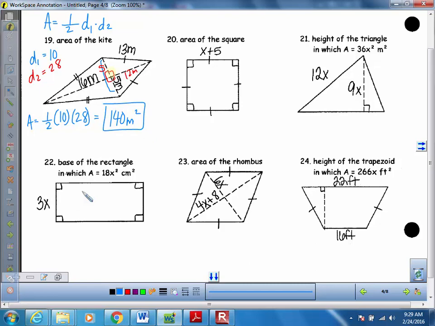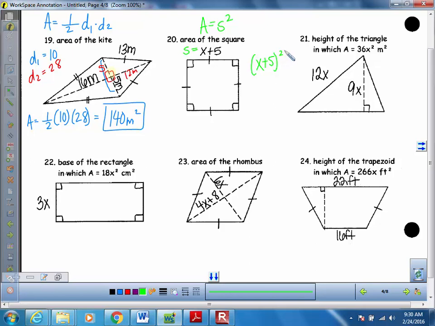All right. So now let's look at some of the areas that deal with variables. Like in number 20, we're looking for the area of a square. I know the formula for area of a square is side squared. So here, one of my sides is x plus 5. So the way I'm going to write this is x plus 5 squared.